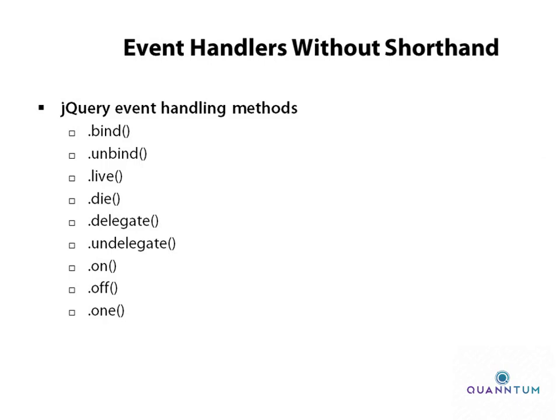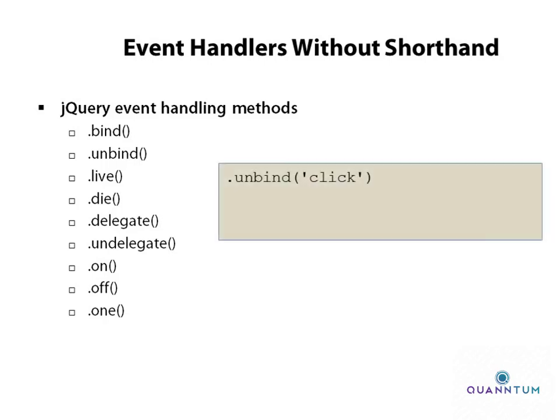The unbind method is used to remove an event handler that has been attached with the bind method. The most common syntax looks like this. Just the name of the event type is all that's generally specified.